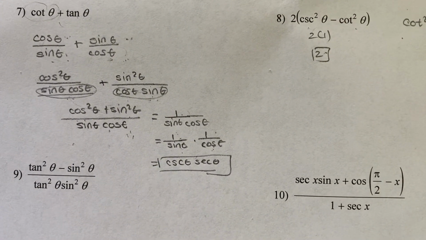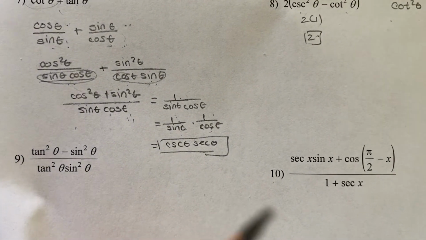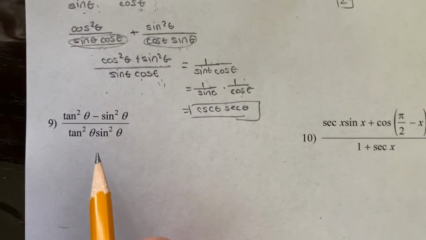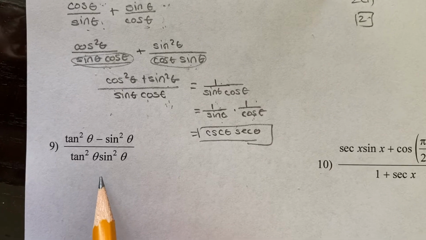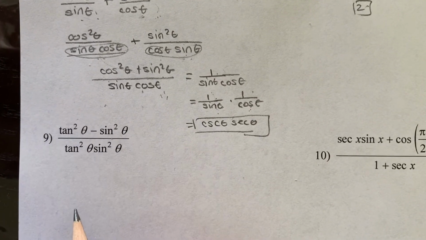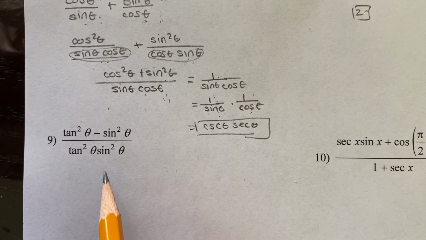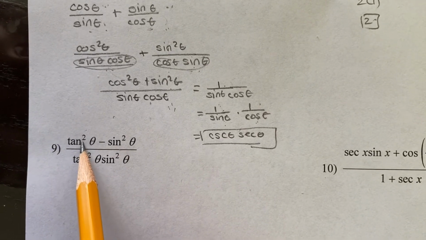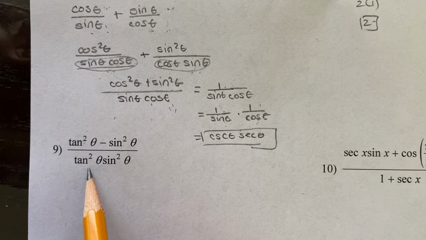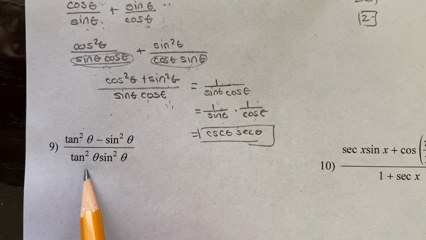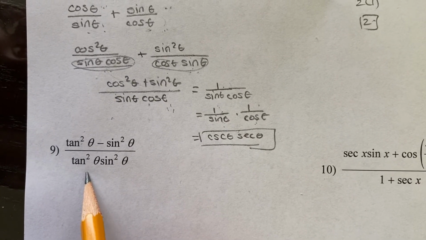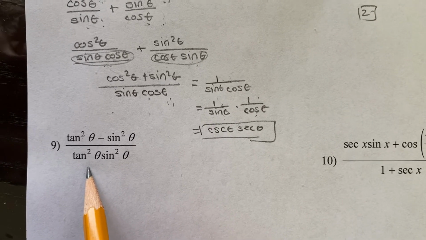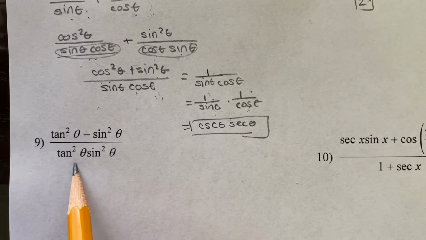All right, moving on to the last couple problems here, 9 and 10. When in doubt, you can convert everything to sine and cosine. In this case, there are a couple of ways you can approach this problem. You could call this sine squared over cosine squared, and you'd call this sine squared over cosine squared, and then simplify the complex fraction. That's definitely one way of doing this.